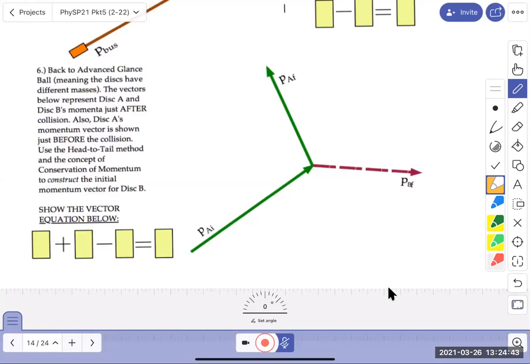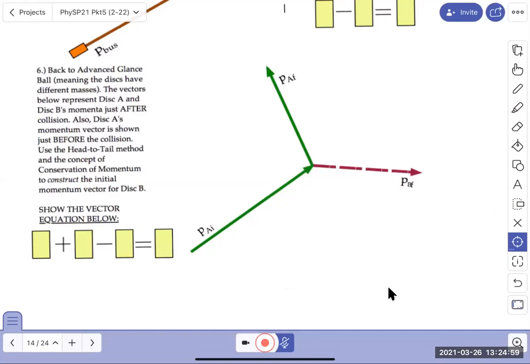Anyway, so this is advanced glance ball. It doesn't say how much these things weigh or what their mass is, but I have MA coming in initially, and it comes in and gets hit by mass B sliding along, and then A ricochets off this way. It's an elastic collision. So this is a lot like number 3 on the front, only we're not going to have to worry about all these numbers and sines and cosines and calculators and all that. Okay, so all it says to do is draw what PBI would look like.